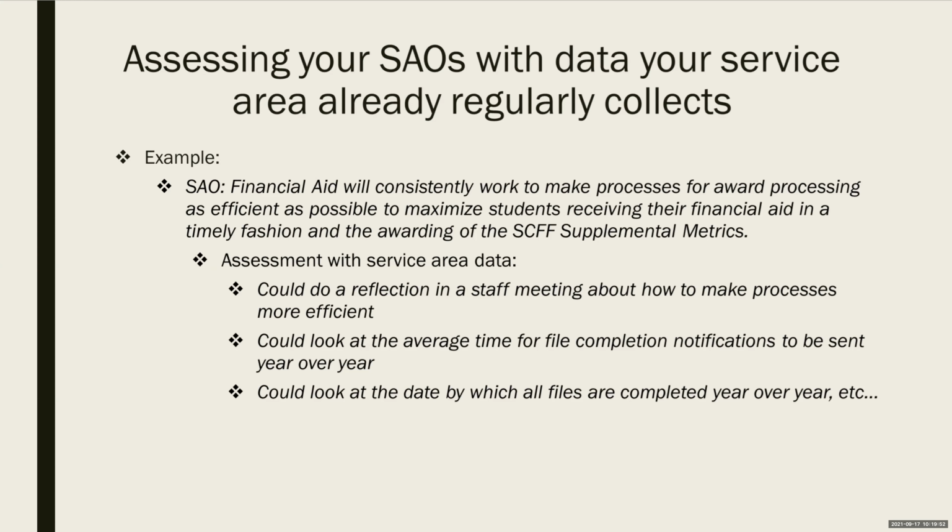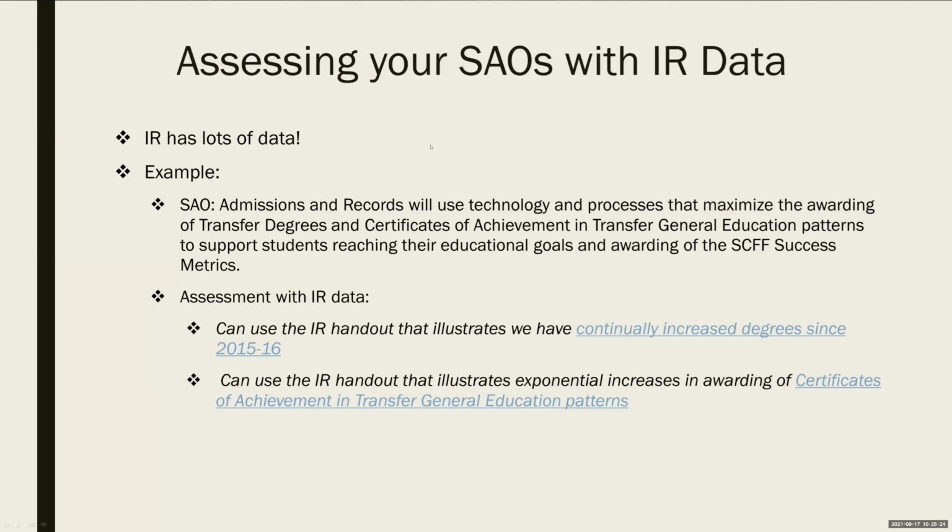You could look at what is the average time for file completion notifications to be sent year over year, and take a look if there's any changes in that from semester to semester. You could look at the date, like last fall 19, on October 17th, all files were completed, but in fall of 20, it was October 15th. Look at that, we're continually improving. So lots of different ways to measure this particular SAO using data that your service area already is regularly doing or collecting.